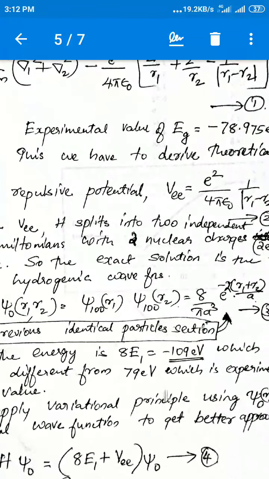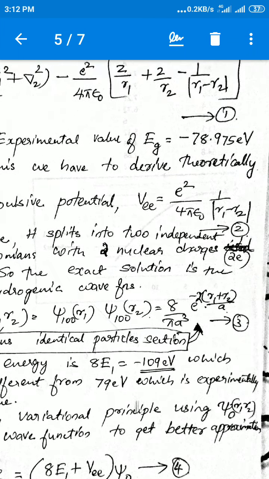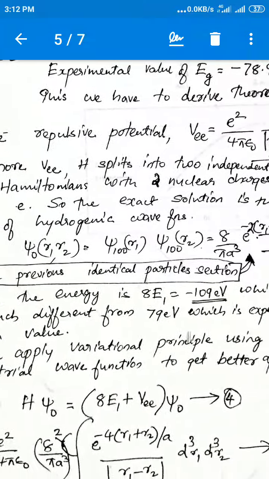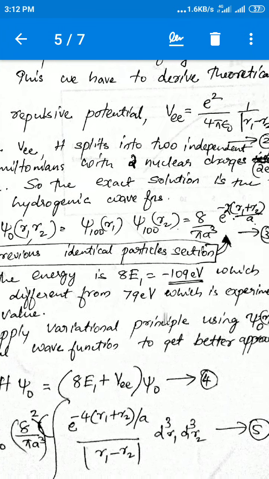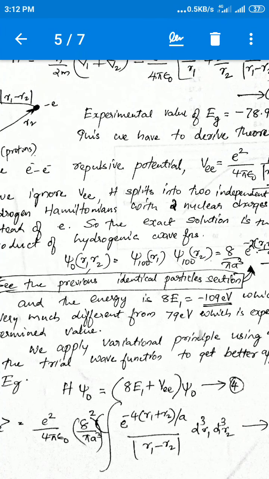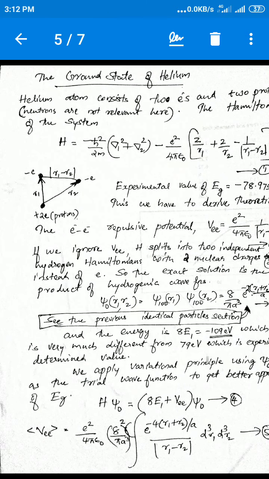As I said, it is the product of two hydrogenic wave functions, which is 8 by pi a cube into e raised to minus 2 r1 plus r2 by a. And the energy is 8 into E1, which is equal to minus 109 electron volt. This is what we get if you consider the wave function of helium as the product of two hydrogenic wave functions.